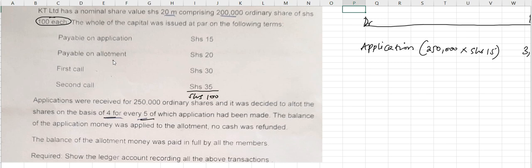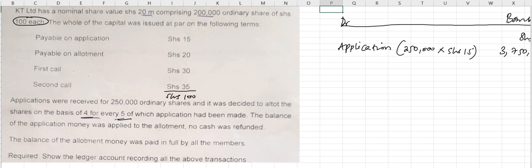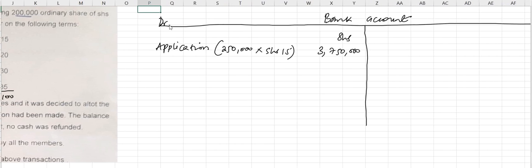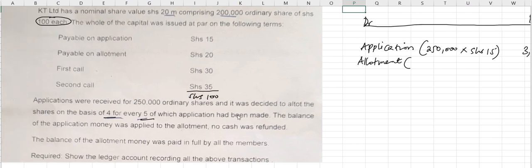Payable on allotment, we have 20 shillings. So on allotment, still money is received, but how much is received on allotment? The company is going to receive shillings 20 for each share.